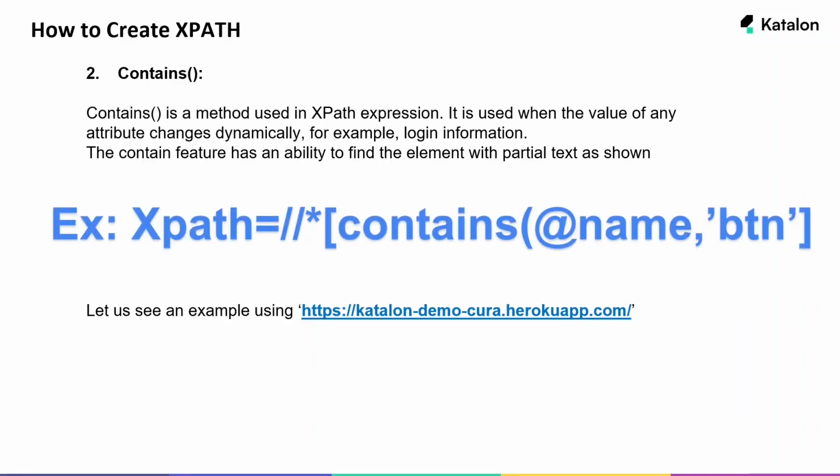Now what is the syntax? Forward double slashes and of course the tag name. But here we are specifying star, which means any tag name, so it can start with any tag. Or you can specify a specific tag also. Then open square brackets, contains, then open brackets, at the rate, the name of your attribute, and then the value of your attribute. Okay. So now let us see examples.